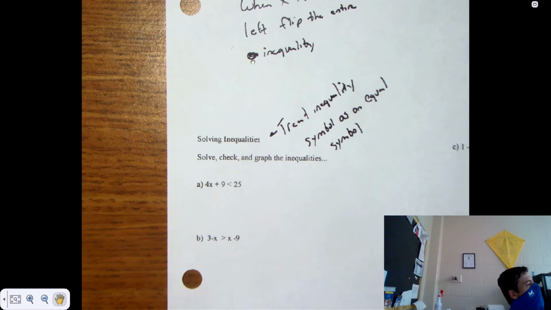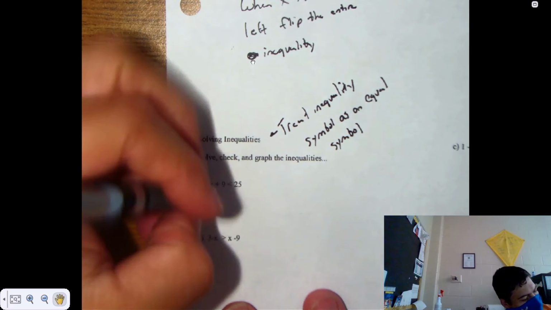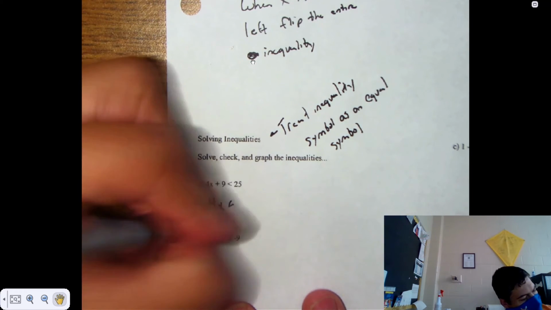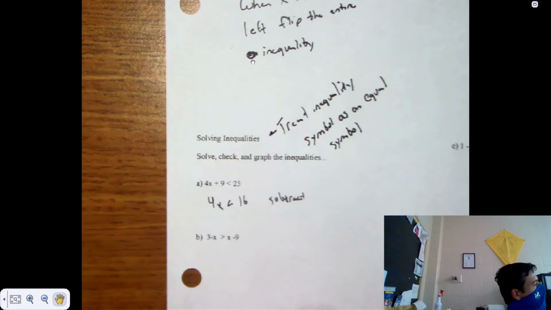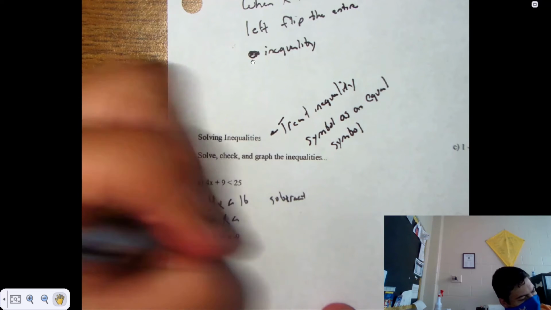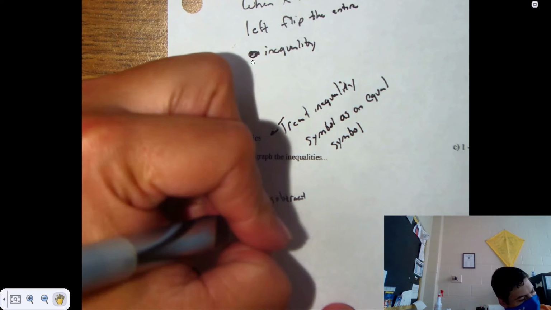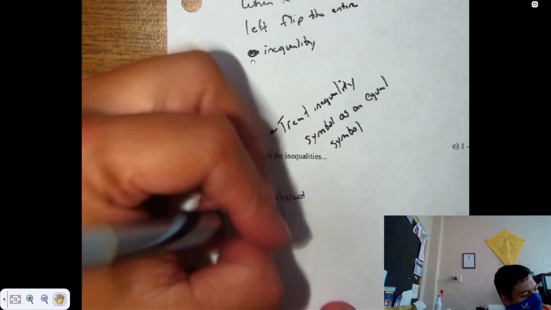So if you were looking at example A, what would you do? Subtract 9. What is 25 minus 9? 16. What else would you guys do after that? Divide by 4. Not equals. Less than. X is less than 4.